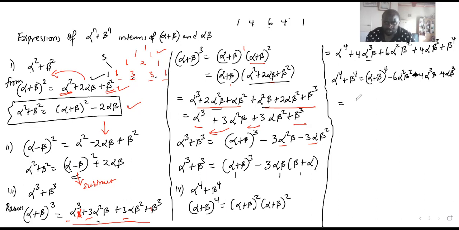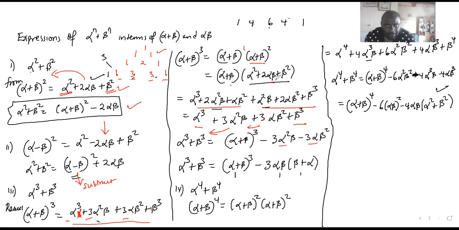This condenses to alpha plus beta, which is a sum, which we have already seen, minus 6 of alpha beta, the product, now squared, minus 4 of alpha beta into brackets, alpha squared plus beta squared. This one we have already seen the expansion.